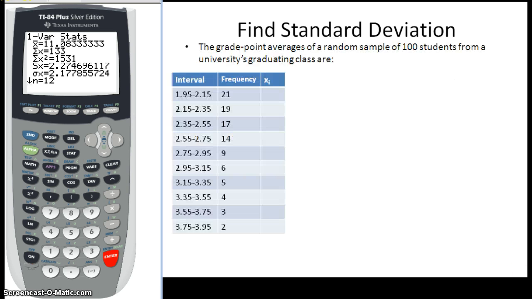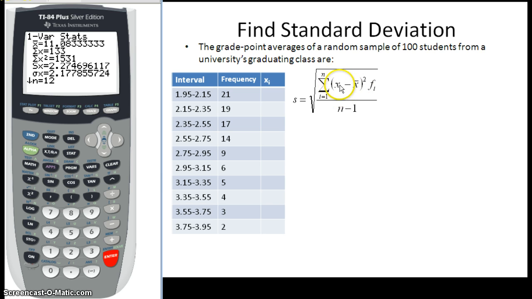So for this one again, we're asked to find the standard deviation, and we have a random sample of 100 students from a university's graduating class, and we see that their GPAs are in intervals. So we're looking in our textbook and we find standard deviation. It is a sample, so I'm using this s formula. And I have the formula for grouped data, which we see has this extra piece here. It has the frequency. So in order to do this problem, again, I would want to start in here.